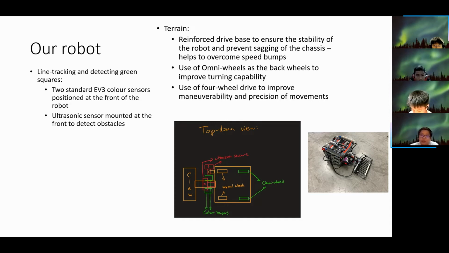For the terrain, we have decided to use a reinforced drive base to ensure the stability of the robot and prevent sagging of the chassis, which helps to overcome the speed bumps. We have used omni-wheels as the back wheels to improve turning capability, and the use of four-wheel drive to improve maneuverability and precision of movements.